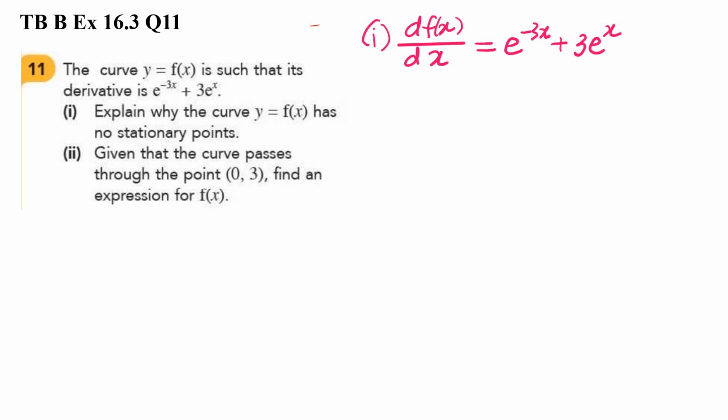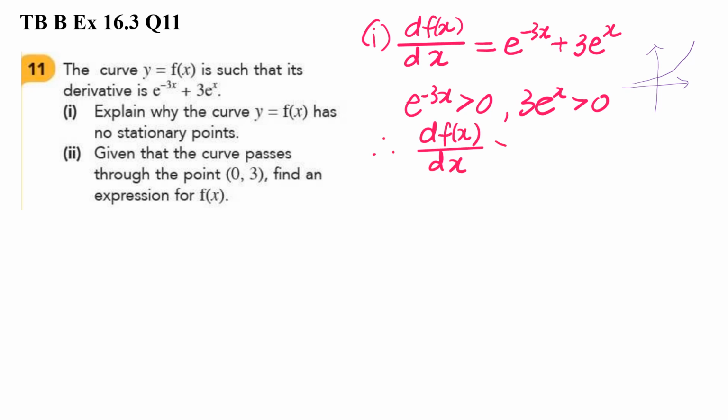Okay, so this is what I've explained just now. An exponential function is always positive, if you recall your exponential curve. It's always more than 0 for both, and so therefore you end up having dy over dx, or df(x) over dx, to be a positive value. And if it's a positive value, it's either increasing or decreasing. It is an increasing function because now it's more than 0.